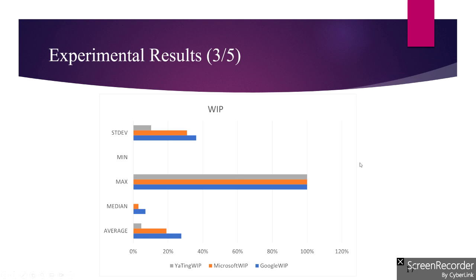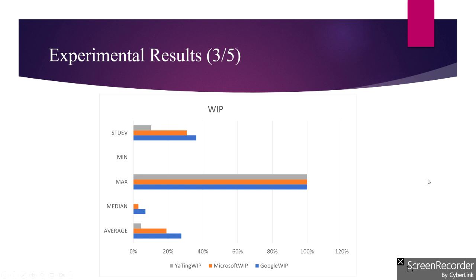WIP represents the percentage of identified speech in the total amount of speech, and a higher value indicates better speech recognition ability. Among the 4 evaluation indicators, in terms of WIP, the average value for Google is 28%, for Microsoft is 19%, and for Yating is 5%. The median is 7% for Google, 3% for Microsoft, and 0% for Yating, and the order of median values is Google, Microsoft, and Yating, respectively.